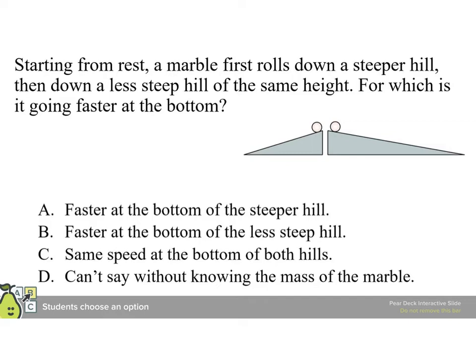Starting from rest, a marble first rolls down a steeper hill and then down a less steep hill of the same height. For which of them is it going faster at the bottom? Is it faster at the bottom of the steeper hill, faster at the bottom of the less steep hill, the same speed at the bottom of both hills, or you can't say without knowing the mass of the marble?